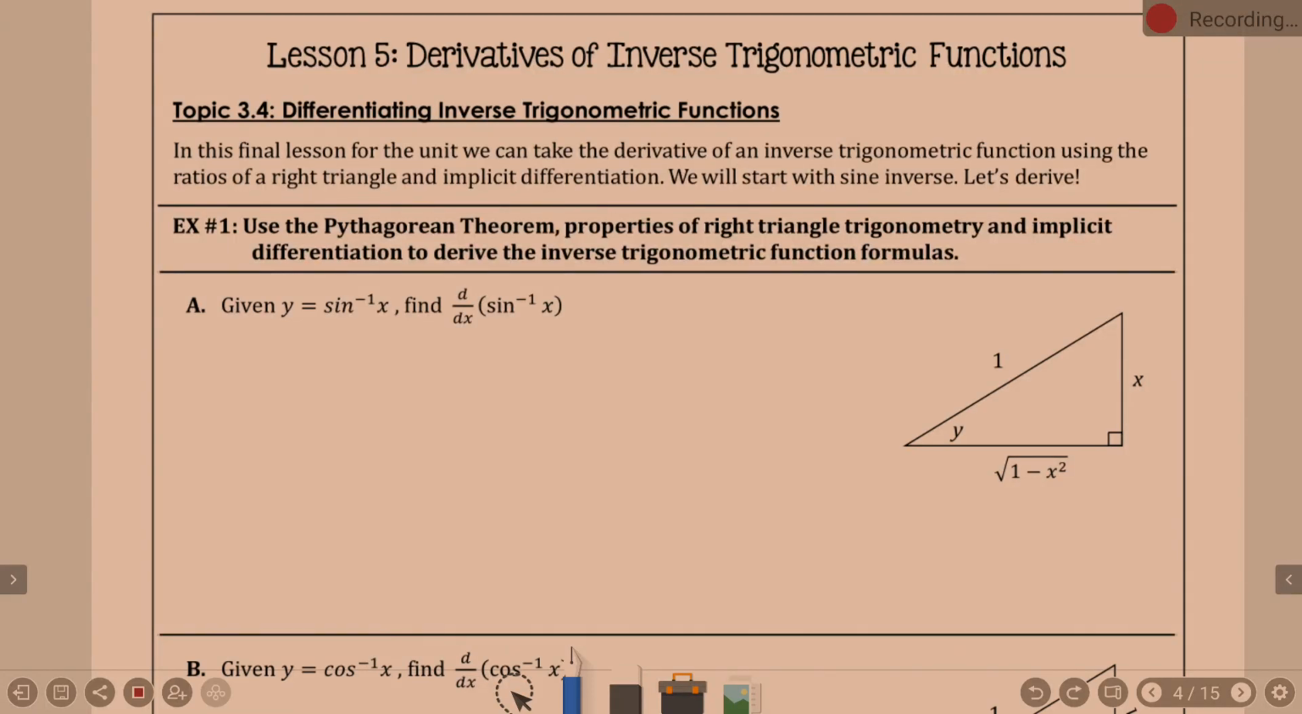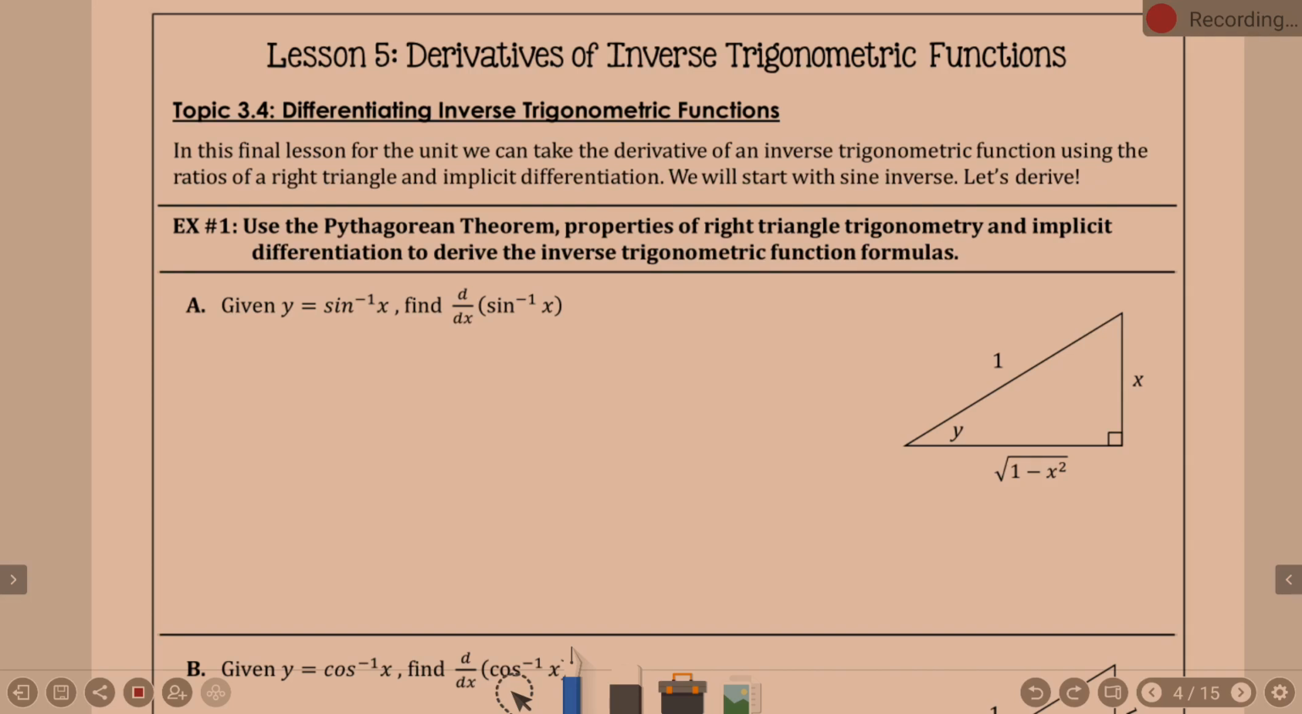Derivatives of inverse trig functions. So we know our 6 derivatives of trig functions. This is the inverse trig function. So what's the derivative of sine inverse? Sine inverse being the one that's the second function on your calculator, right? That's the one we're looking at here.